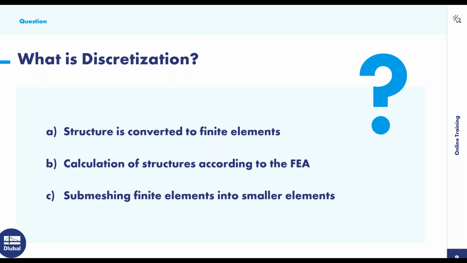Submeshing finite elements into smaller elements is not correct, and calculation of structures according to the FEA is not exactly correct either. So A is the correct answer. So next thing we can do is move on to our first example.